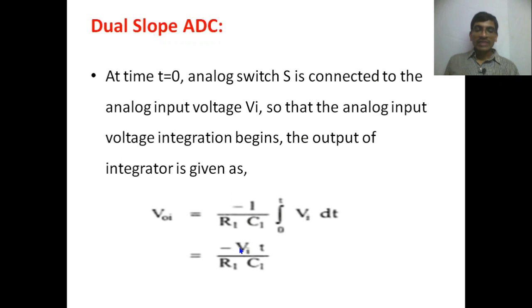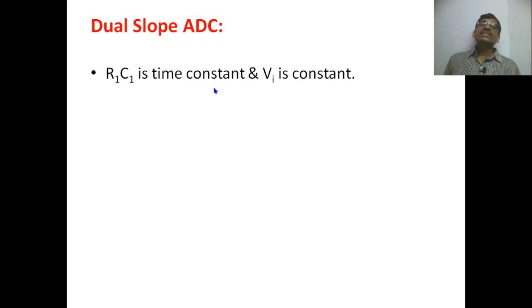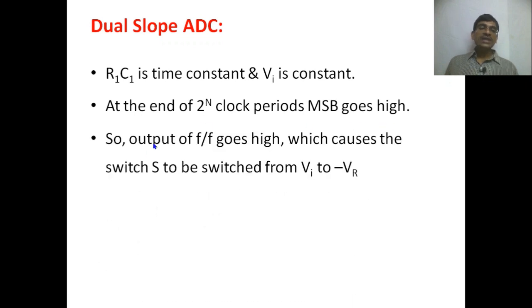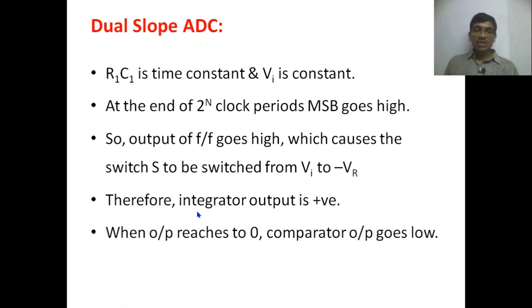So which can be written as minus Vi by R1 C1 into t. R1 C1 is a time constant and Vi is the input voltage, which is also a constant. At the end of 2 power n clock periods, MSB will go high, so that the output of the flip flop will go high, which causes the S switch position to change from Vi to the minus VR. Therefore, the integrator output is a positive output because of the negative reference voltage.